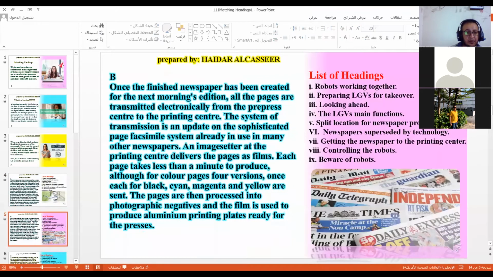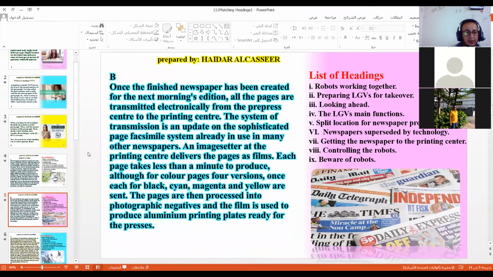Okay. Let's come to paragraph B. Once the finished newspaper has been created for the next morning's edition, all the pages are transmitted electronically from the prepress center to the printing center. Let's reread it. Once the finished newspaper has been created for the next morning's edition, all the pages are transmitted electronically from the prepress center to the printing center. All the pages are transmitted to the printing center.